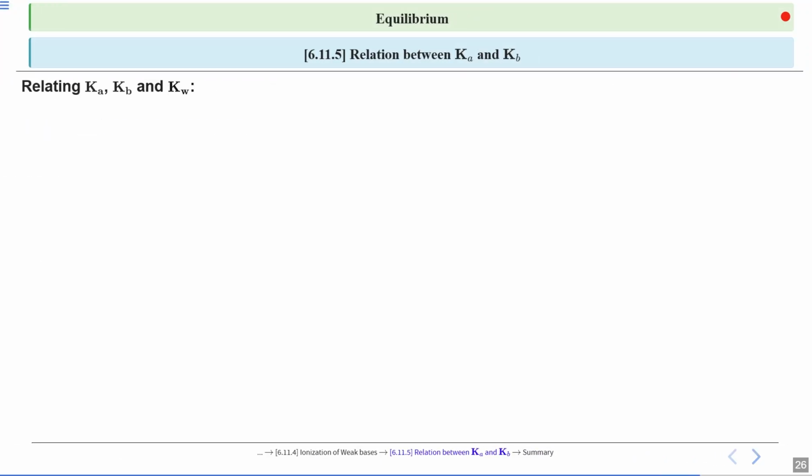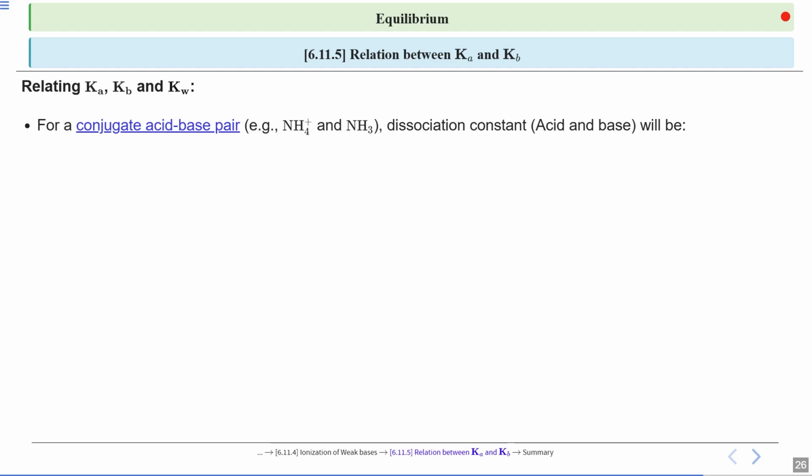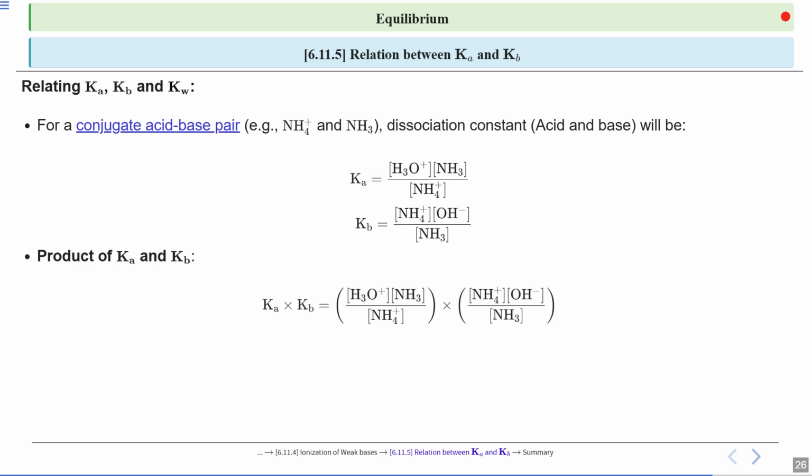Further, if we are taking these two equations for the dissociation constant of acids and bases, which is NH4 plus and NH3 specifically, then we got these two equations. Next, if you want a relation, you have to multiply Ka and Kb. So Ka multiplied by Kb will be giving you Kw. Very simple. This NH3 and NH3 will get cancelled out, and NH4 plus and NH4 plus will get cancelled out. So you will be only left with H3O plus multiplied by OH minus, which is nothing but your Kw.